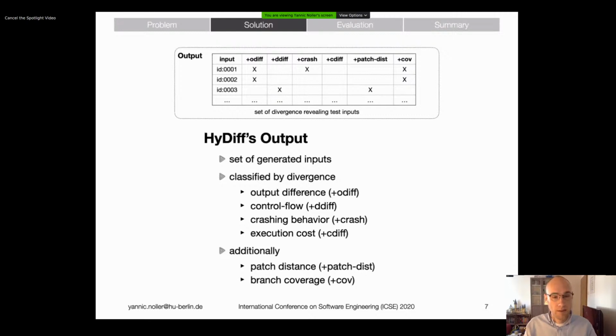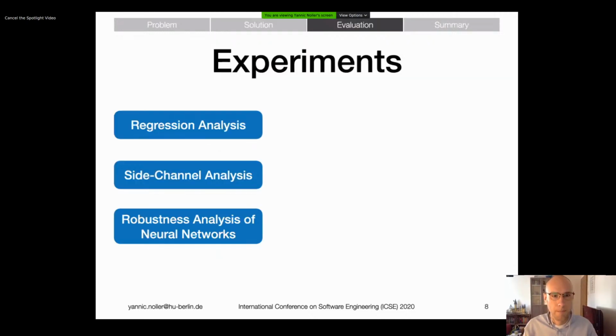And then finally, the output of HiDiff will be a set of inputs which show some divergence. And we classify these inputs by the divergence, so for example, output difference or control flow difference. For the evaluation, we performed experiments in these three application scenarios: regression analysis, sidechain analysis, and robustness analysis of neural networks. And the goal here was to compare HiDiff with its components in isolation.